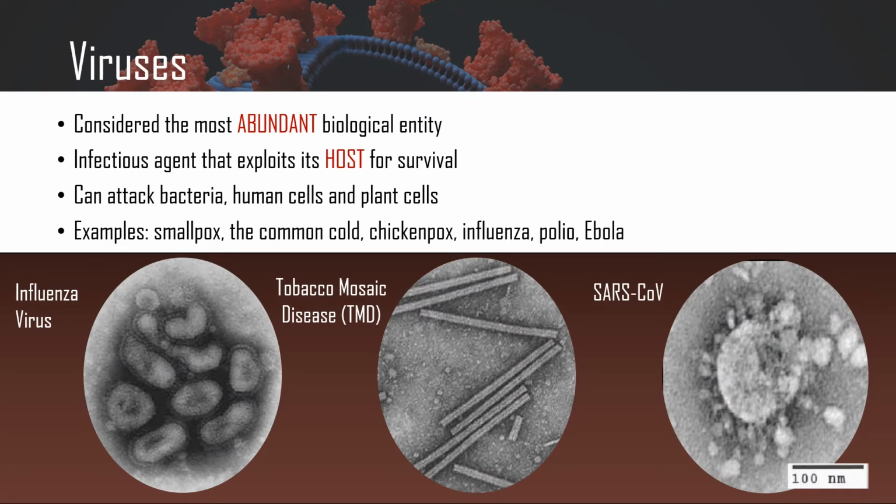So before I talk about COVID-19 and its mechanism of action, I think it may be useful to talk a little bit about viruses as a whole. Viruses are considered the most abundant biological entity, and the way I like to put it is that viruses are infectious agents that are capable of exploiting their host for their own survival. Now, they can attack a range of both prokaryotic and eukaryotic organisms, so they can infect cells such as bacteria, human and plant cells. And common examples that the audience will be familiar with are the common cold, influenza, Ebola, etc.